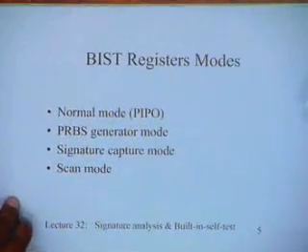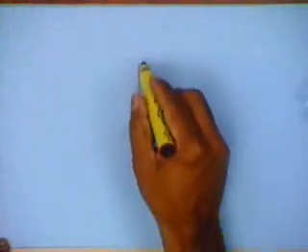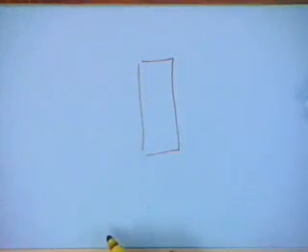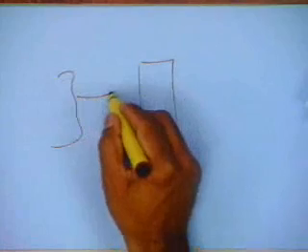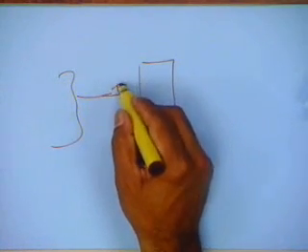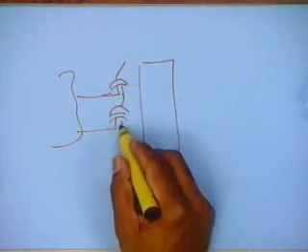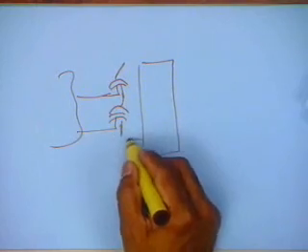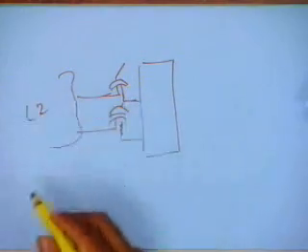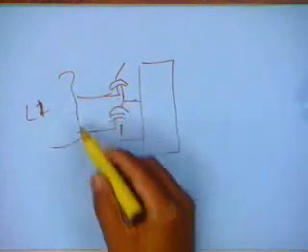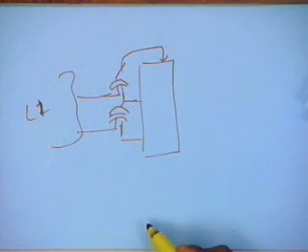The signature capture mode is actually very similar to the PRBS mode, except that you again make a serial shift register. So this is your register, and this is your logic. You use this logic's outputs also for doing the exclusive OR. Like the previous case, you can take some inputs from here, and you can take some outputs from this logic. So it's now sitting at the output of some logic, and you can take some outputs from here and use this for generating your next input.